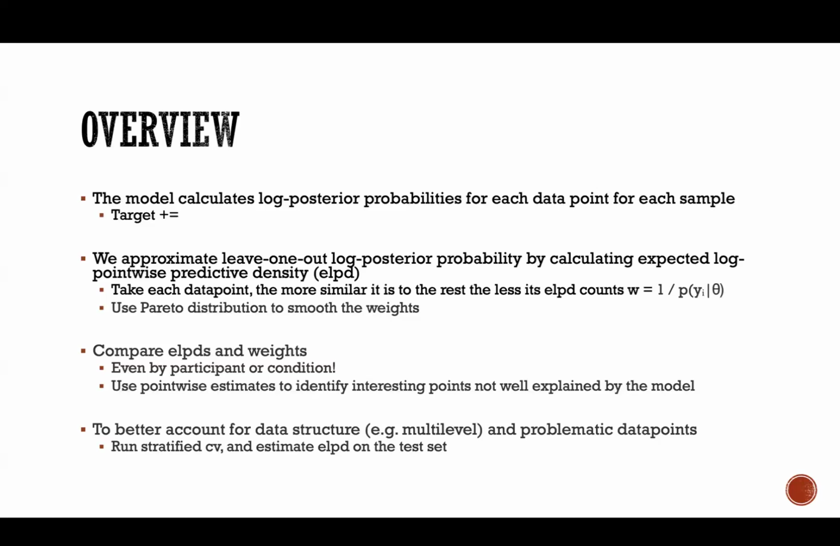And then we repeat that for every fold, and we have a new set of ELPDs that we can use to calculate the weights, to do the Pareto smoothing, and to run the model comparison, either straight on the estimated expected log posterior predictive densities, or on the model weights.